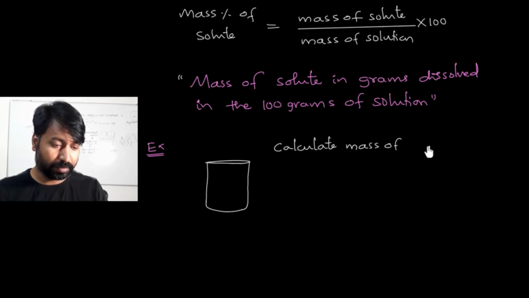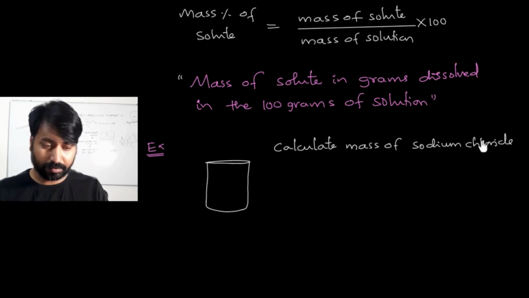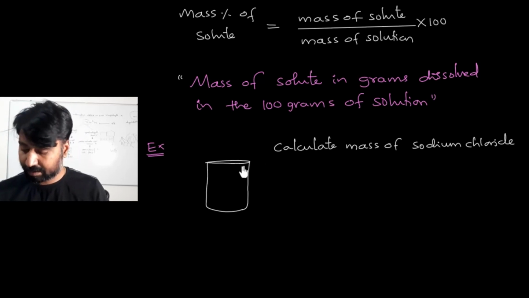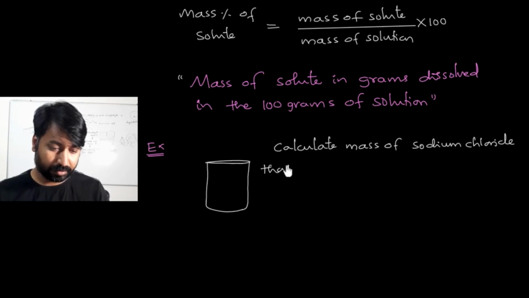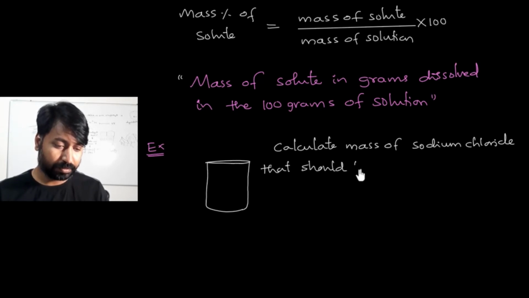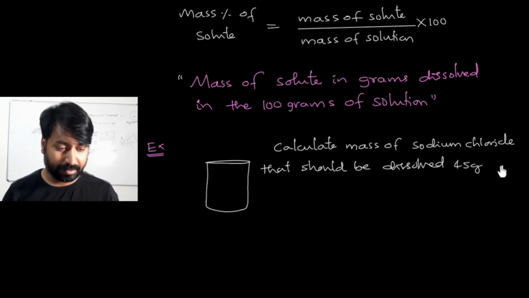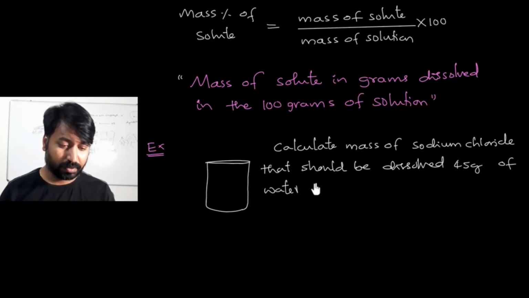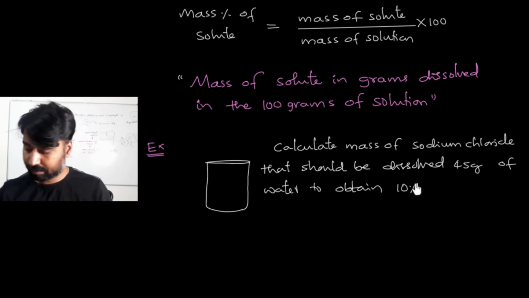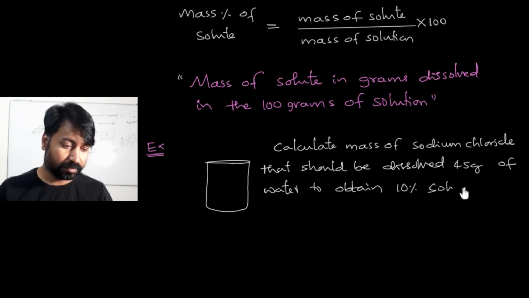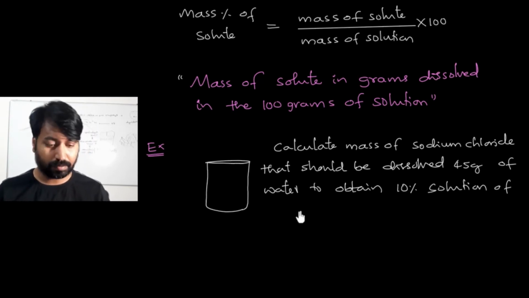Calculate the mass of sodium chloride that should be dissolved. Here we are using 45 gram of water, meaning the mass of solvent, the mass of water, to obtain 10% of solution, 10% solution of sodium chloride.